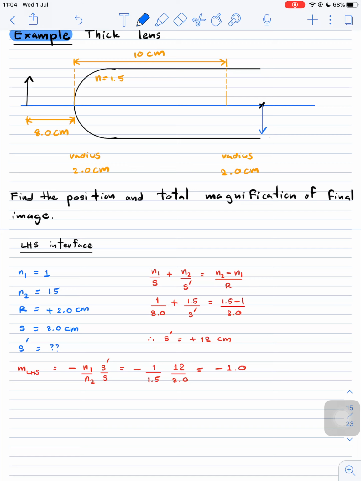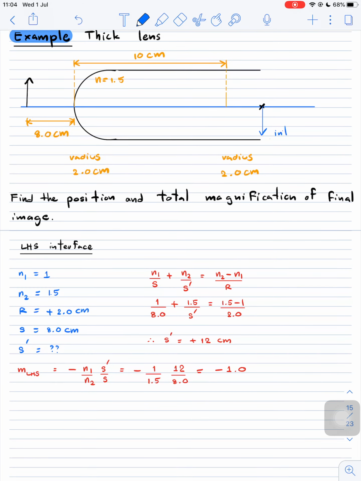Okay, so let's say that this is going to be the intermediate image formed by the left hand side interface. You can see that the length of this arrow is just the same as the object here.